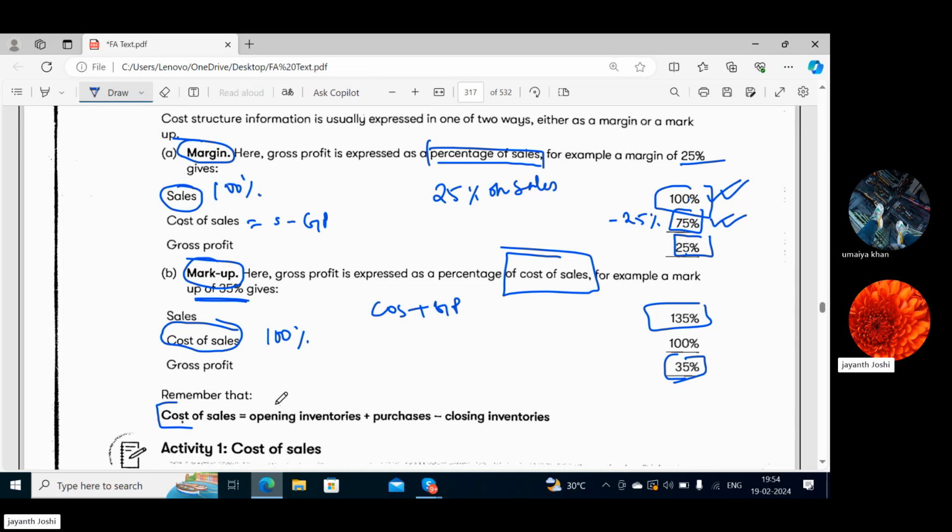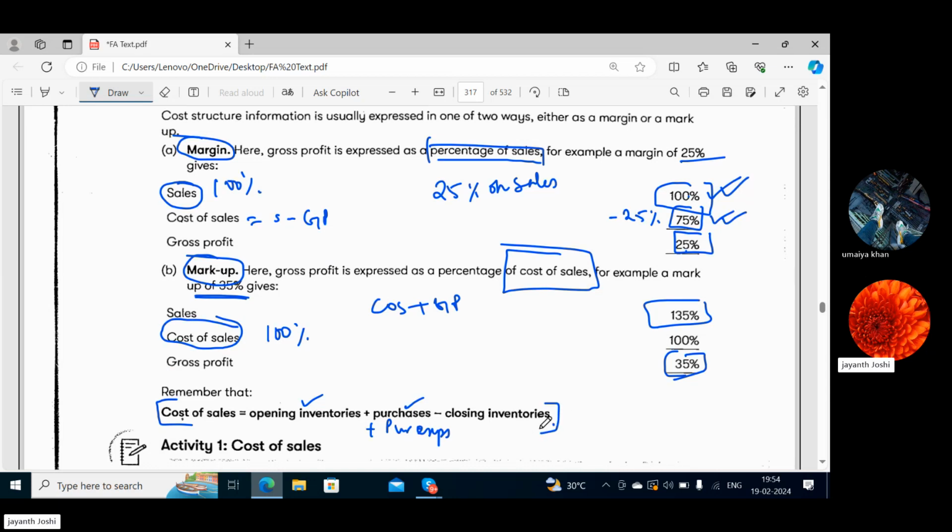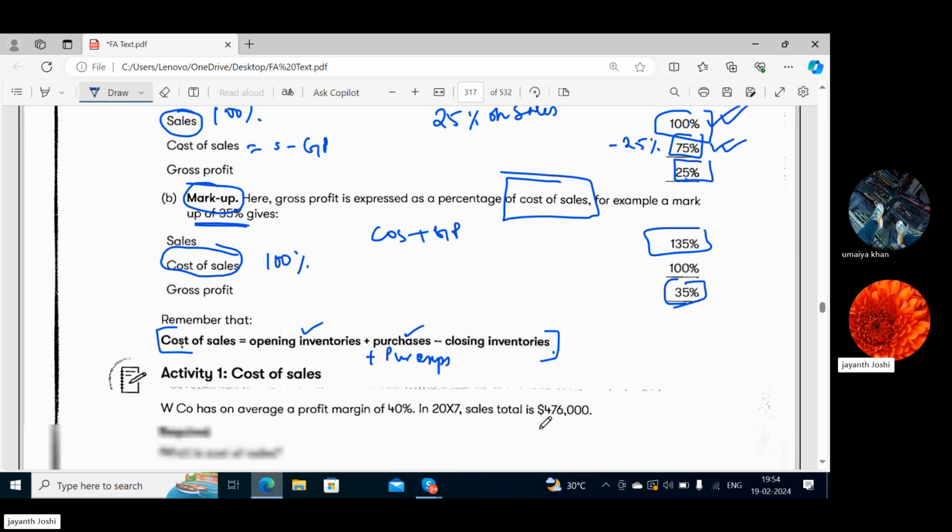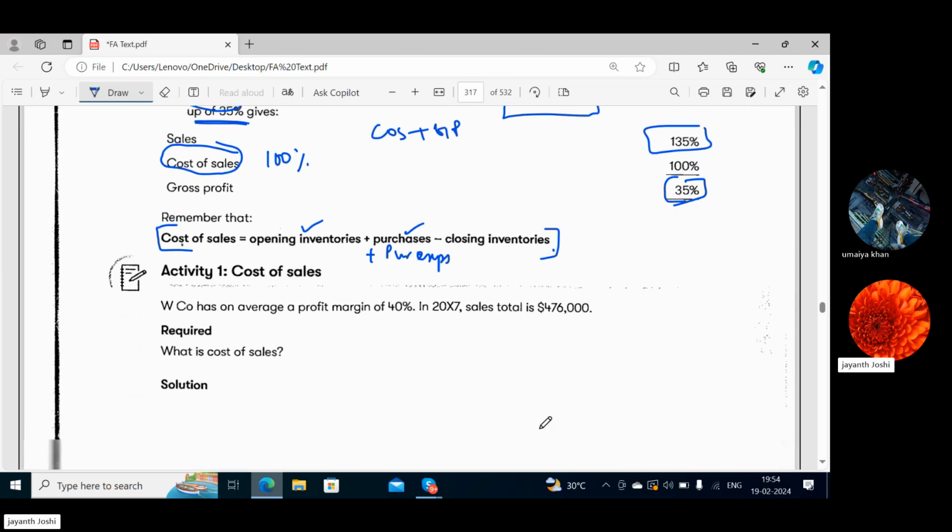Previously also we have read the cost of sales formula: opening inventory plus purchases plus any purchase expenses, like wages and so on, direct expenses. So opening inventory plus purchases minus closing inventory is cost of sales. All these things we have to remember. So here one cost of sales has been solved also.